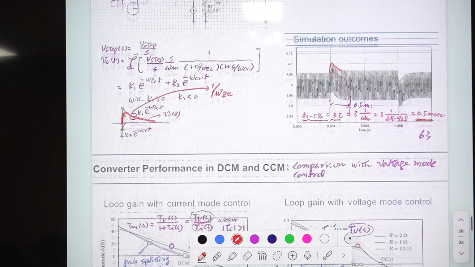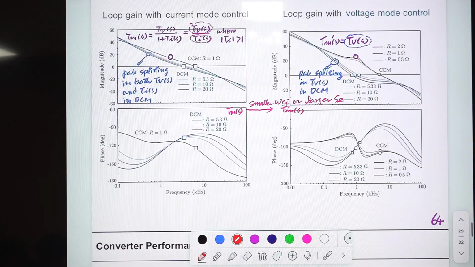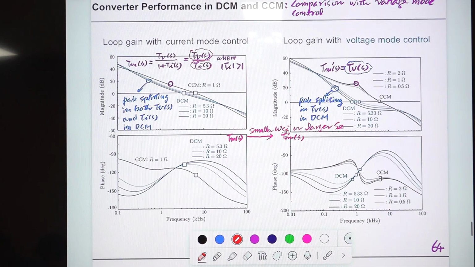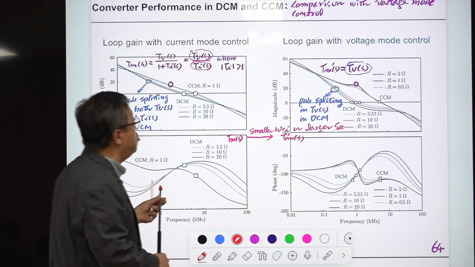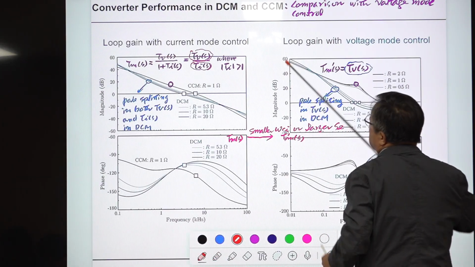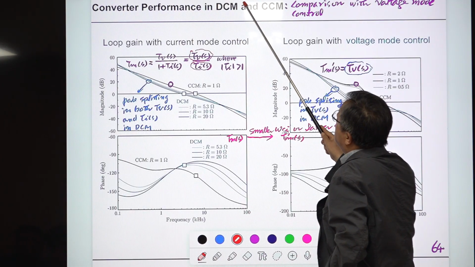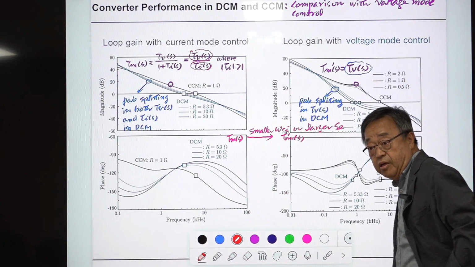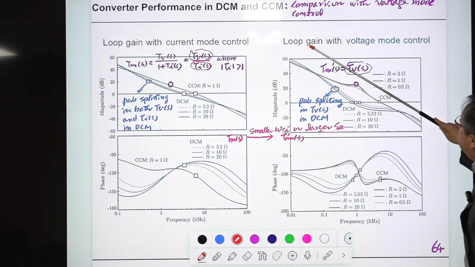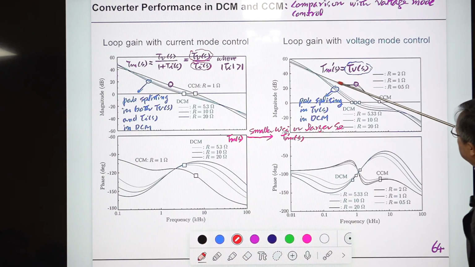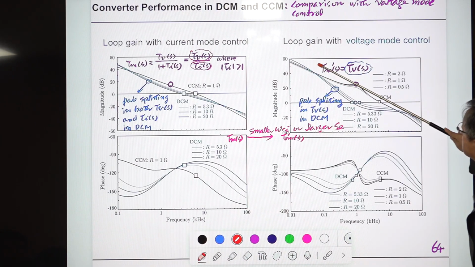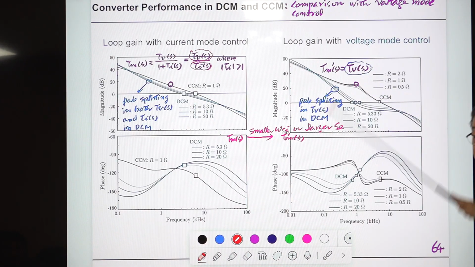Okay, the remaining part is about the loop gain. This is the loop gain comparison between voltage mode control and current mode control when the converter changes its operational mode between CCM and DCM. Let's take a look at this first. This is the loop gain of voltage mode control. This is the conventional, regular one, and T_MS prime is T_BS. So this is the normal case.